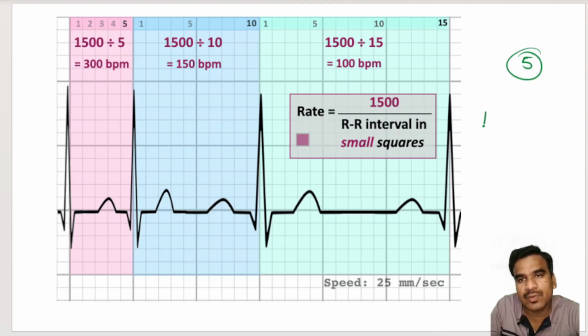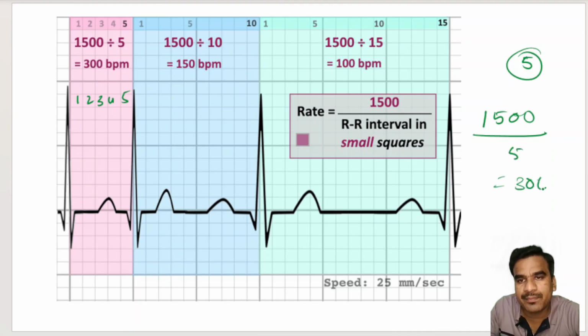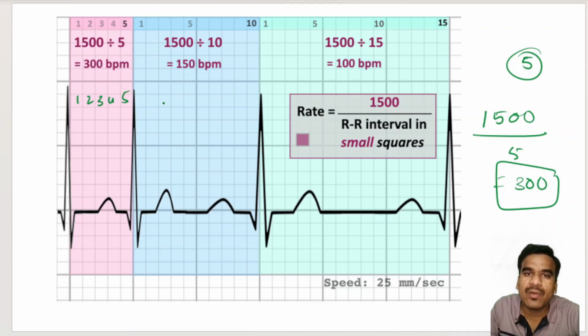Okay, so here what we have to do is 1500 divided by the number of small boxes. Here we can see 1, 2, 3, 4, 5. So 5 boxes gives 300, so the heart rate is 300. Same, 2 boxes means 5 plus 5, so a total of 10 will be there. So 1500 divided by 10, that is 150 beats per minute.